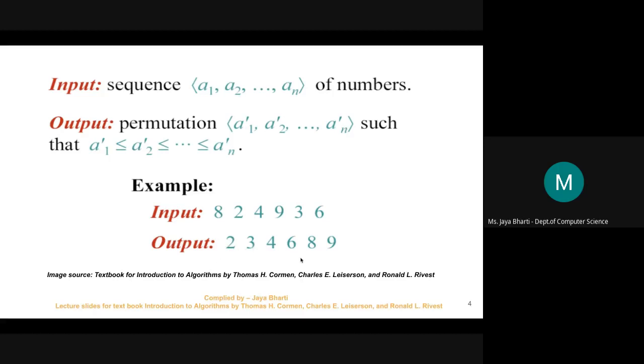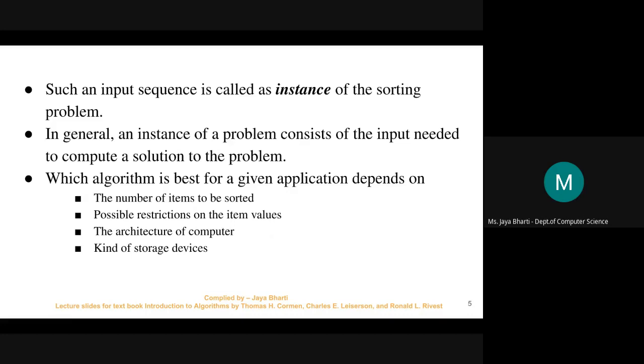So it is correct. Okay, so this is a simple example: we have been given a set of data and asked to sort these numbers into increasing order. Then we apply some algorithm or procedure to sort them, and then we get the data. Such an input sequence is called an instance of the sorting problem.